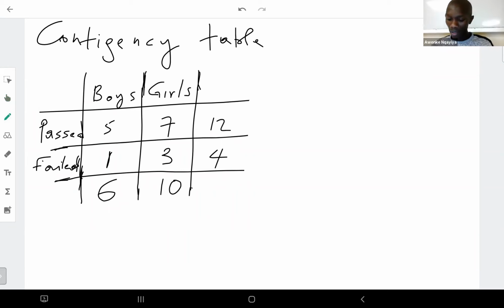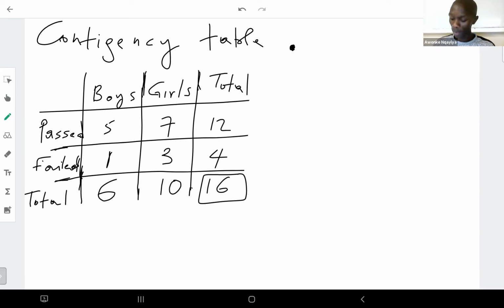So now in this question, you can expect in this contingency table, this is total, that is total. So how many learners were there? 16 of them. That cell over there at the corner is the total number of learners that were there, which is 16. So the question that you might expect: what is the probability that a boy passed that test? 5/16.